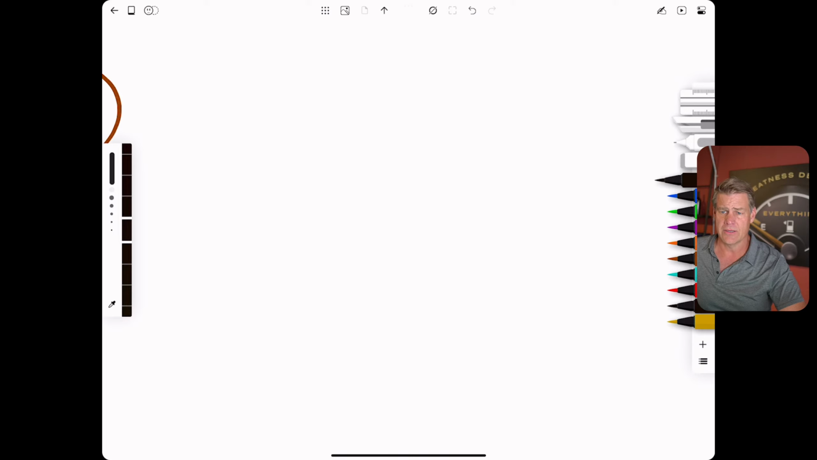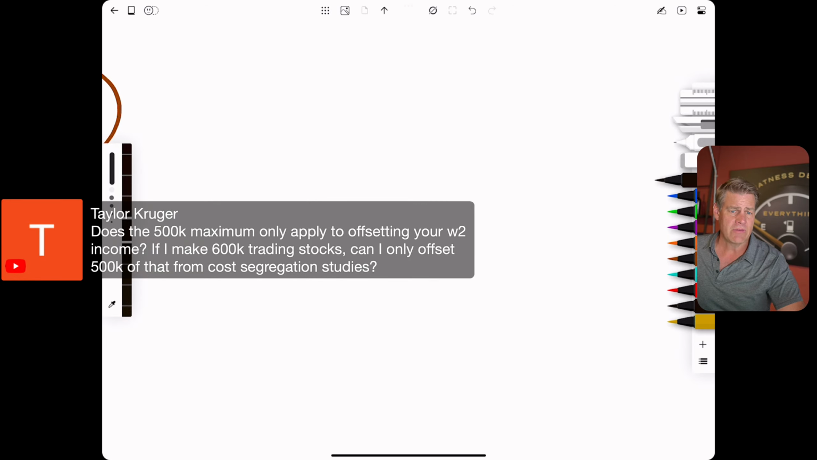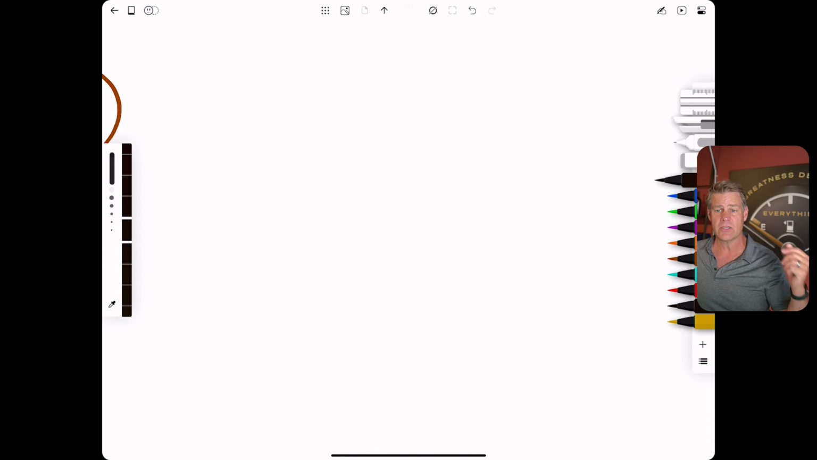All right. Taylor asks, does the 500K maximum only apply to offsetting your W-2 income? If I make 600K trading stocks, can I only offset 500K of that from the cost segregation study? No, so if you make 600,000 trading stocks, you can take the $500,000 loss and apply it to your stock gain, Taylor. So yeah, you can use it against any forms of income, provided you've met that test that I was talking about.